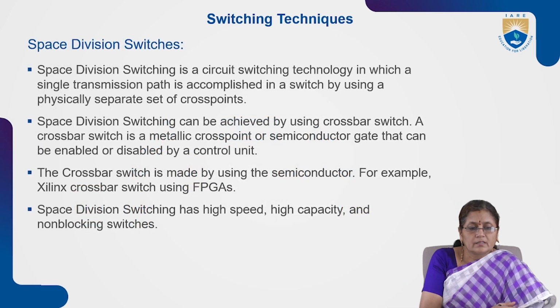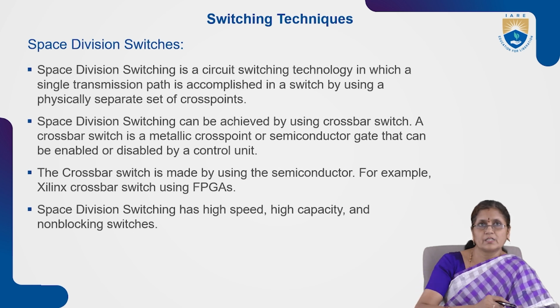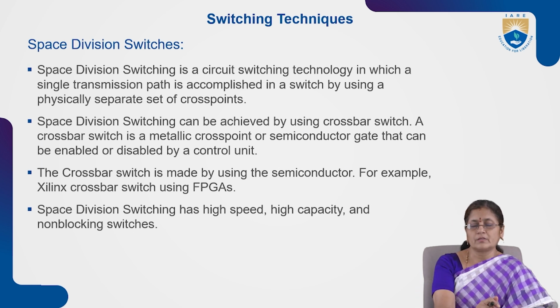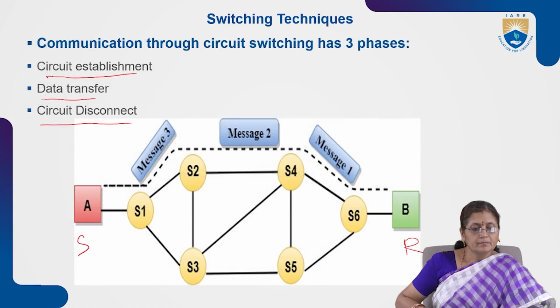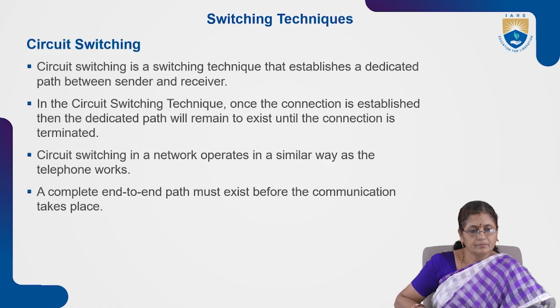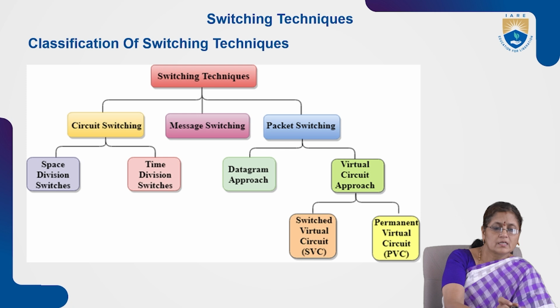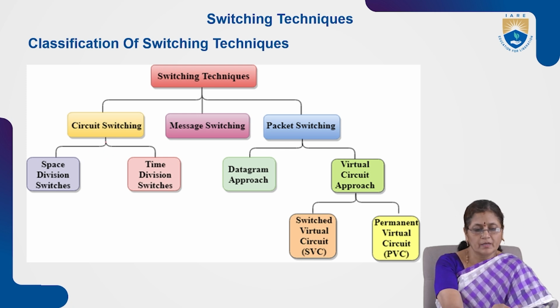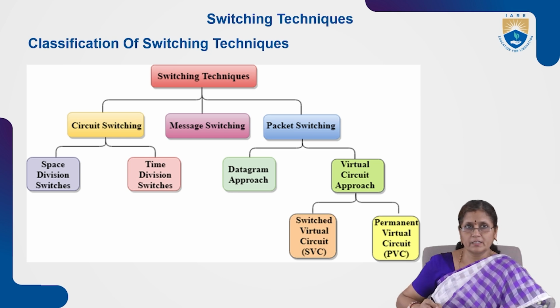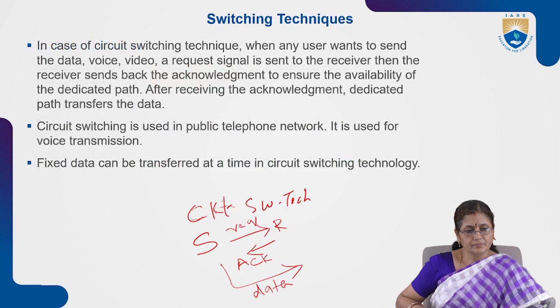So here, circuit switching techniques are of two types, which we have discussed. The classification of circuit switching is space division switches and time division switches. So let us discuss the space division switches and the time division switches as a part of the circuit switching topic.